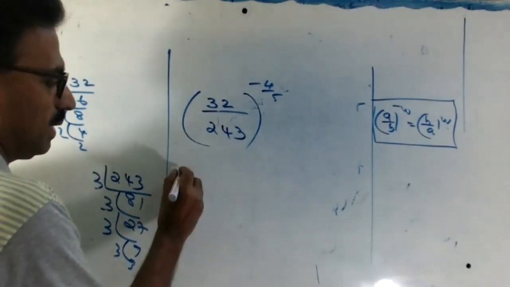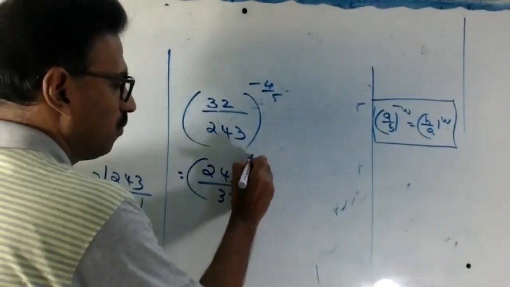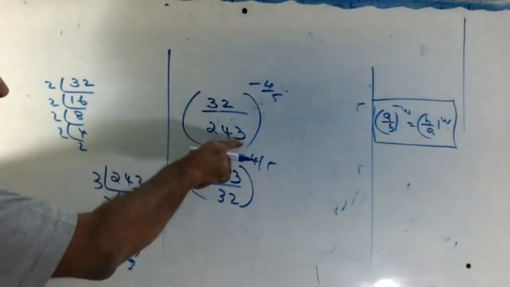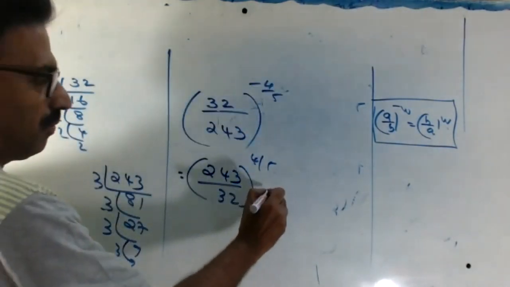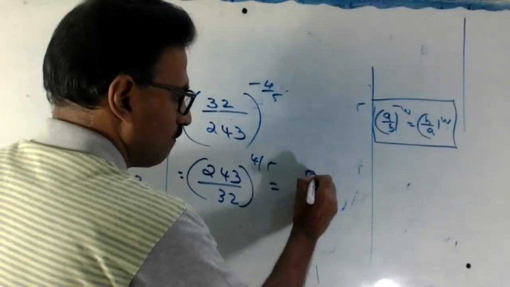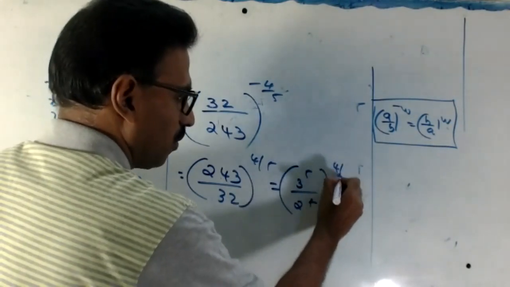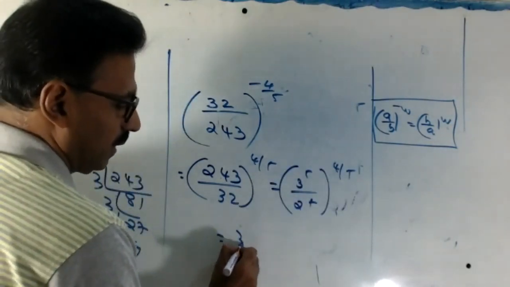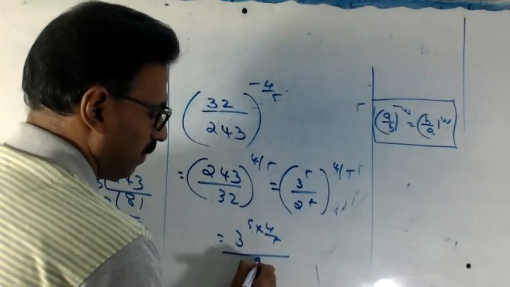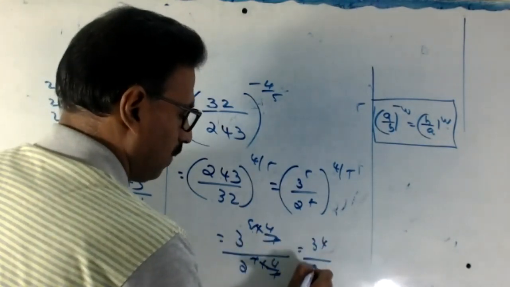If you want, directly I can say (243/32) raised to 4 by 5. You can write it like this also, because here minus 4 by 5 means reciprocal: 243 divided by 32 raised to 4 by 5. 243 is 3 raised to 5, divided by 32, which is 2 raised to 5, all raised to 4 by 5. This gives 3 raised to 5 into 4 by 5 divided by 2 raised to 5 into 4 by 5. Cancel, cancel: 3 raised to 4 divided by 2 raised to 4.